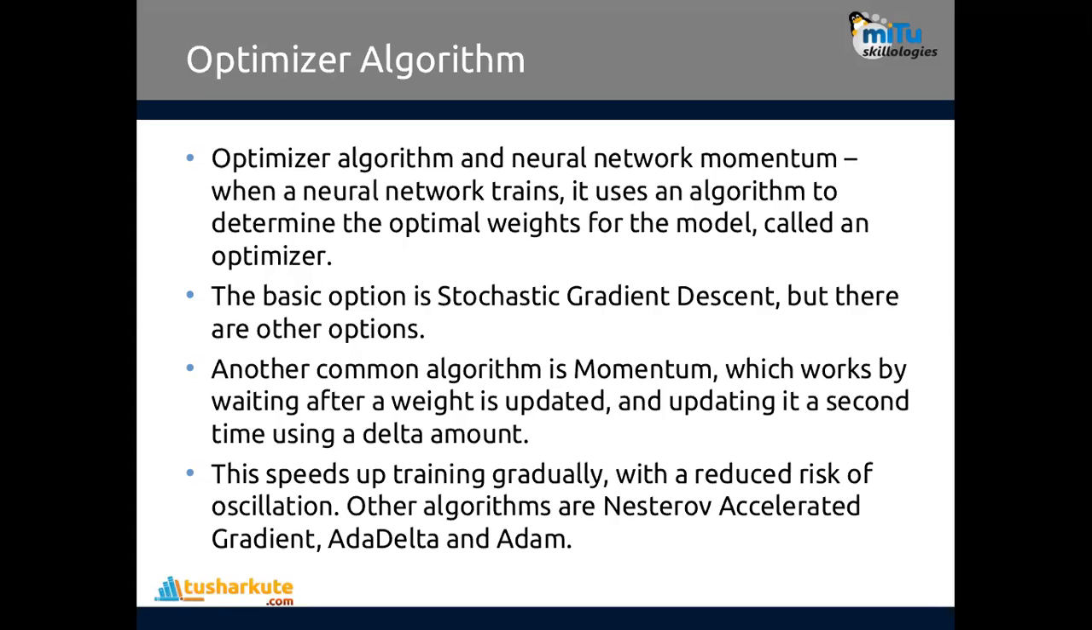So this speeds up training gradually with a reduced risk of oscillation. Other algorithms like Nesterov accelerated gradient, Adadelta, and Adam are there, so any one of them can be chosen. If you have worked with some CNN or RNN, whatever models are formed are actually classes. Just see the help of these particular classes. I'll show that in upcoming sessions also. With the help of those classes, they will show all the possibilities.